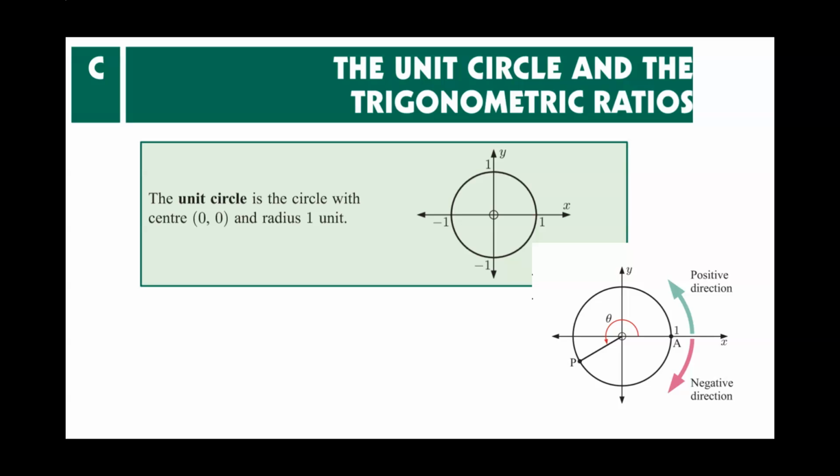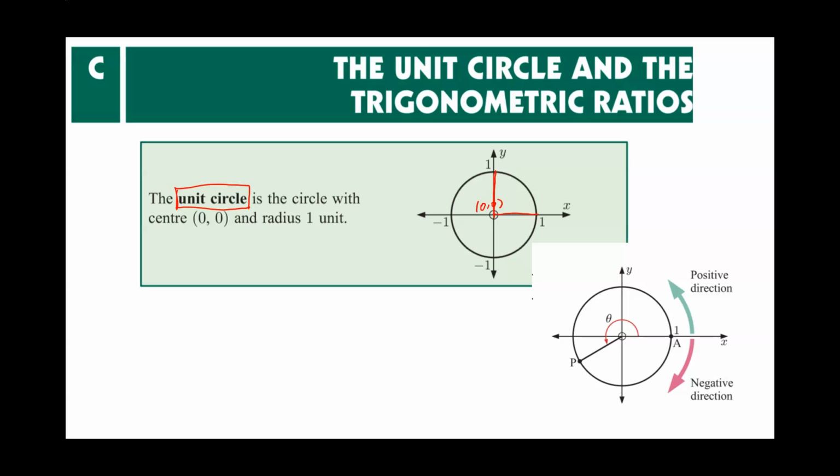Okay, the unit circle. The reason it's called a unit circle is because the center is (0, 0) and it has a radius of 1. So you can see that's 1 and that's 1. That is the reason we call this a unit circle.